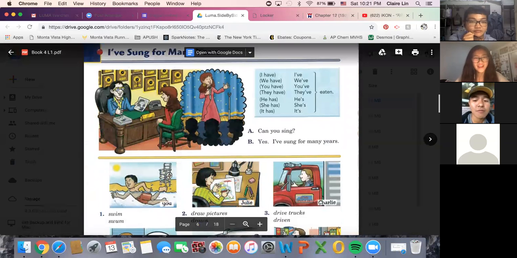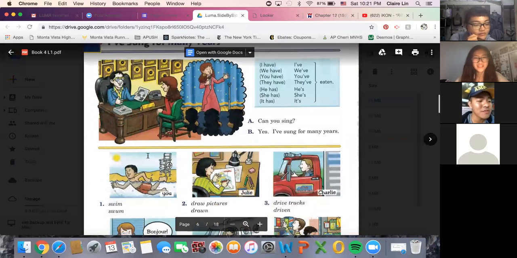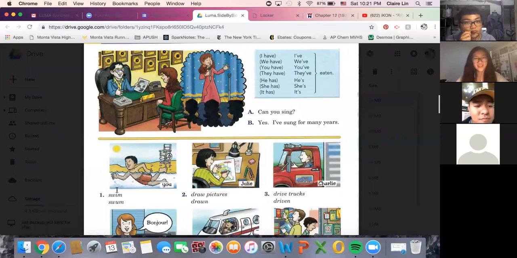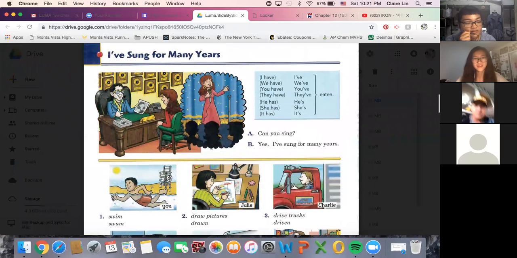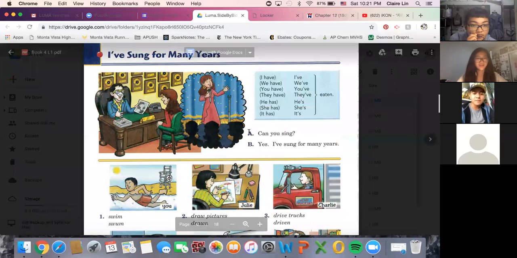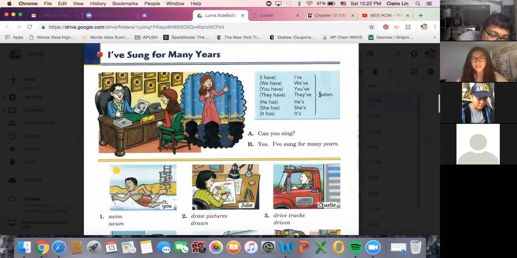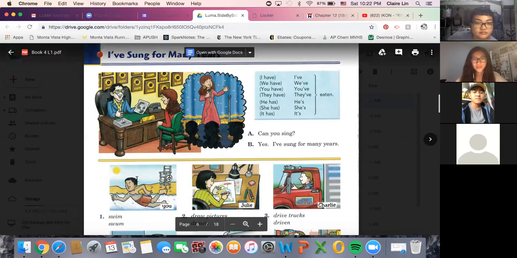Okay. So I've sung for many years. I think these are exercises for the past perfect. You make sentences with the vocabulary words. So this is the example: can you sing? And then, yes, I've sung for many years. So the structure is like I have, we have, you have, they have, and then a past participle. So eat in past tense is eaten, and you just add them together according to which subject they are.